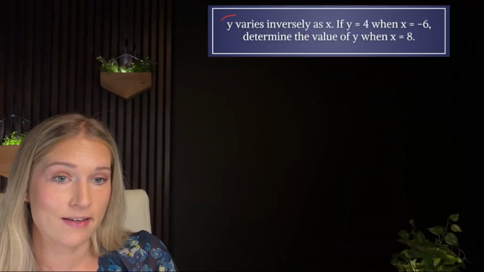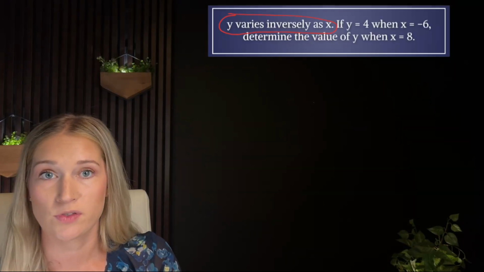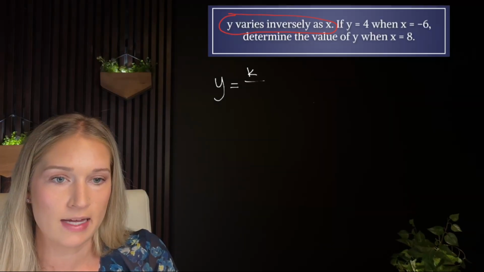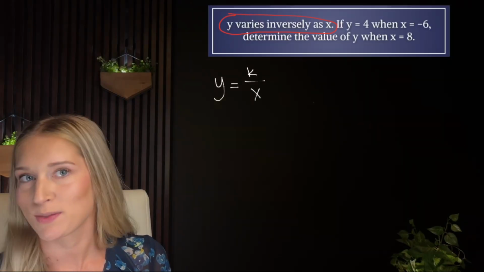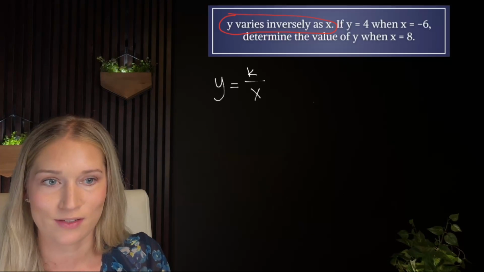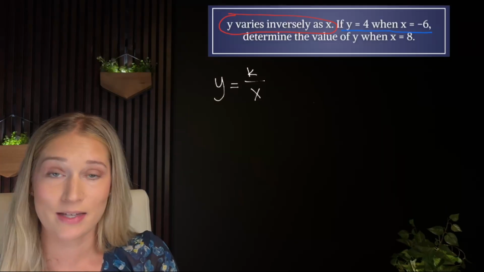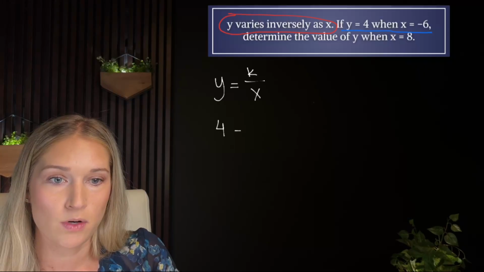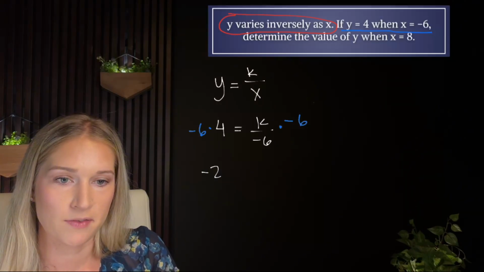Here, y varies inversely as x. So I'm going to take that first sentence and write my inverse relationship equation. Y varies inversely means y equals a constant divided by whatever follows, which is x. So once I find k, it's going to be the same value for the entire question. So then that scenario that they give me next, y is 4 when x is negative 6, that can help me find my k value. My y is going to be 4 and my x is negative 6. I can solve for k by multiplying and simplifying.